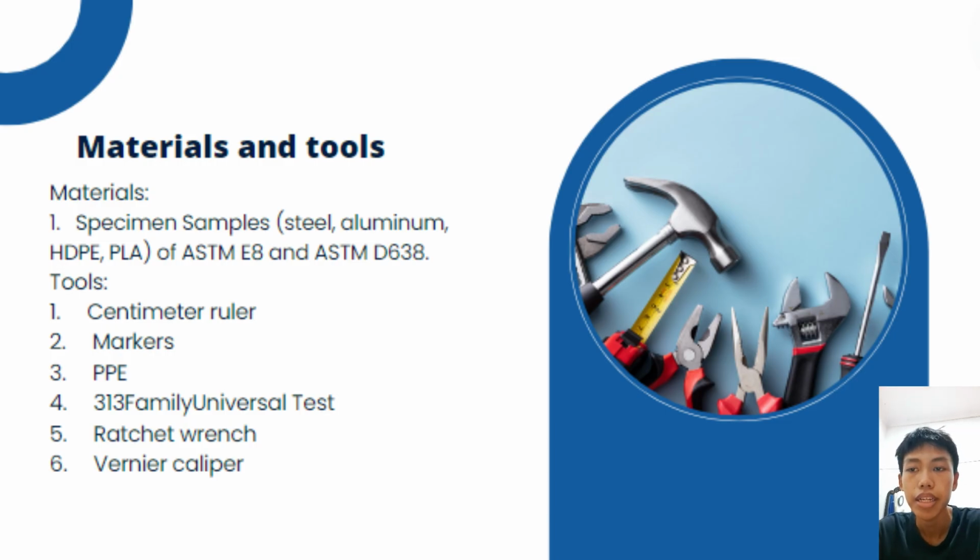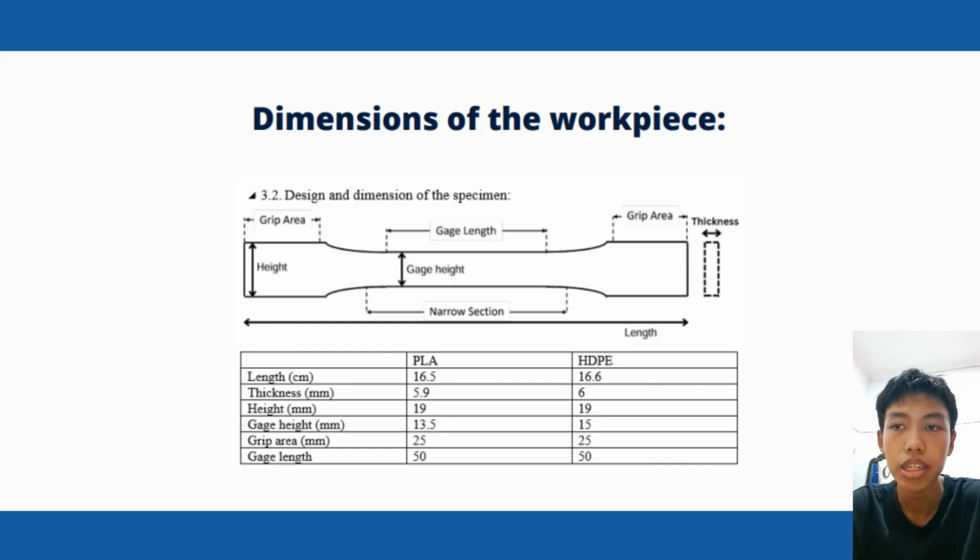There are several materials and tools needed to do the tensile test experiment. For the material, first we will need specimen samples made out of steel, aluminum, HDPE, and PLA, which follow the standards of ASTM E8 and ASTM D638. For the tools, we're going to need centimeter rulers, markers, PPE, the tensile test machine, a wrench, and a vernier caliper. So here is the dimension of the workpiece that we're going to use in the tensile test experiment.